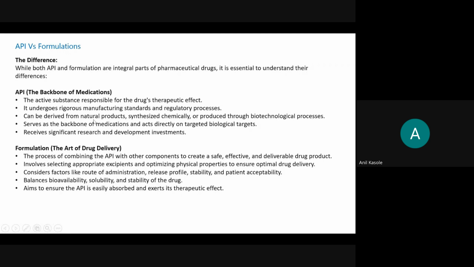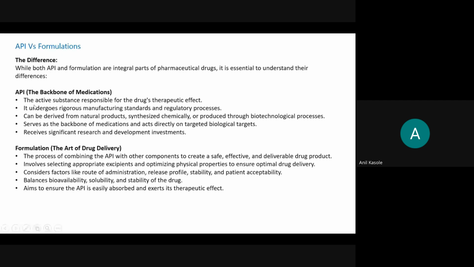So with this we discussed natural product synthesis, right? Now this serves as a backbone for the medicines and acts directly on targeted biological targets. So this has significant research and development investment, because API is such a large manufacturing plant. It consists of a lot of different process equipment, operations, chemical processes, handling a lot of different solvents, safety systems. Sometimes it is very hazardous, so it requires a lot of different controls, and here instrumentation plays a great role.